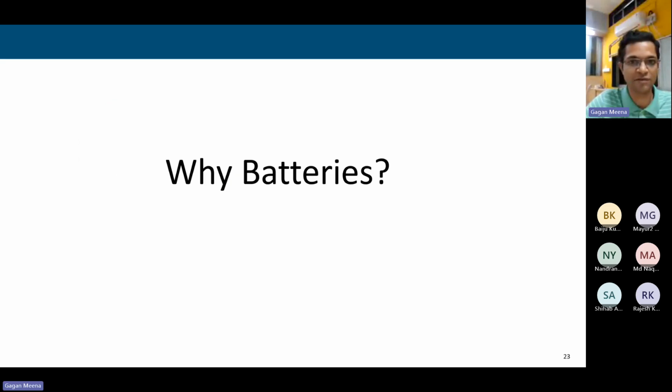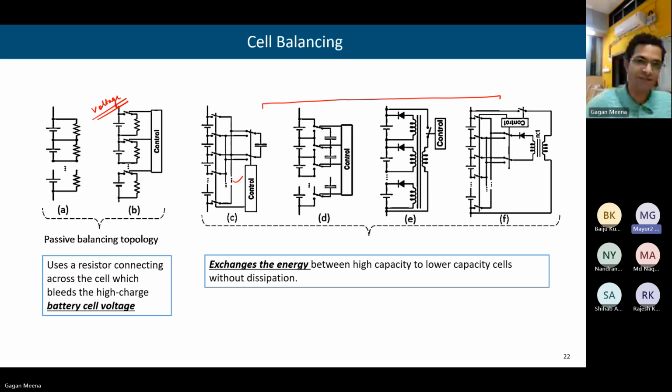Why batteries, out of energy storage, we have already discussed that. Which is more energy efficient? And in energy efficiency, this one is more efficient. Here, unnecessary drop across the resistance is there. That is why we move to active. It's the same as we saw earlier.